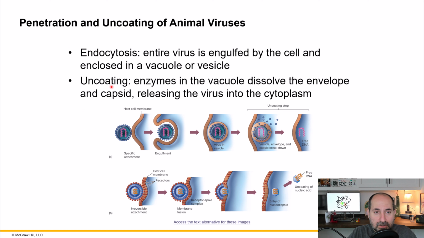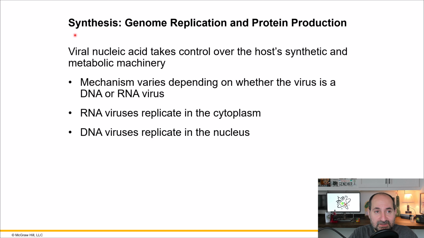And then there's uncoating. Uncoating refers to when the DNA and the enzymes inside of the capsid coat are released. They're uncoated. They're released into the cell. Next, during the synthesis stage, the genome is replicated and the proteins are produced for the virus. You should know that RNA viruses replicate in the cytoplasm, while DNA viruses replicate in the nucleus.